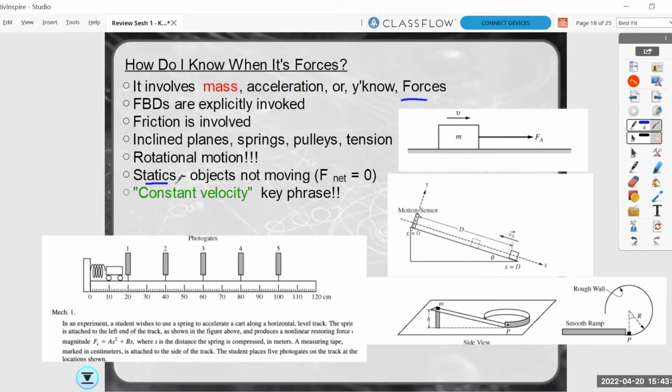That's clearly forces. Friction is always forces. I guess sometimes it's energy, but it's almost always forces. Inclined planes, springs, all this kind of stuff. Rotational motion, you always have to have forces involved.